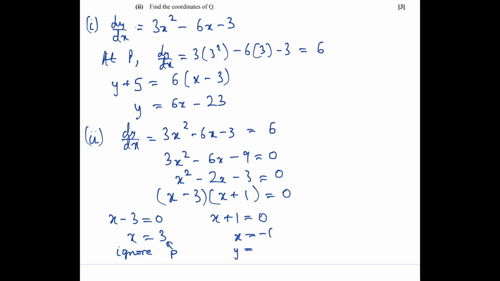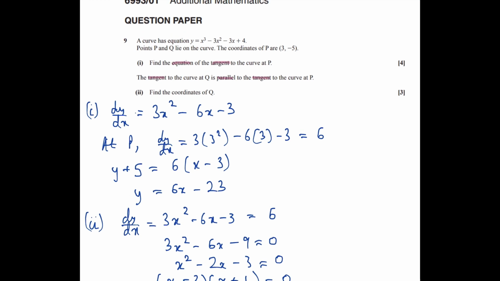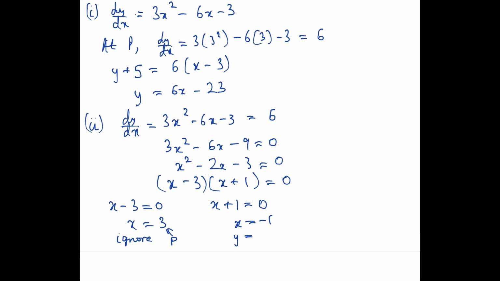So we have y equals, now we know that point Q lies on the curve, and we have our curve's equation, so we can simply substitute our value of -1 in here. So we're going to get -1 cubed minus 3 lots of -1 squared minus 3 lots of -1 plus 4. And if you do that, you will get y equals 3. So our point Q is going to be -1, 3.